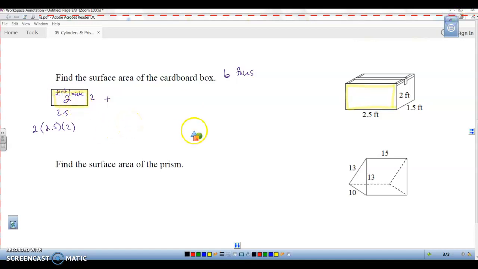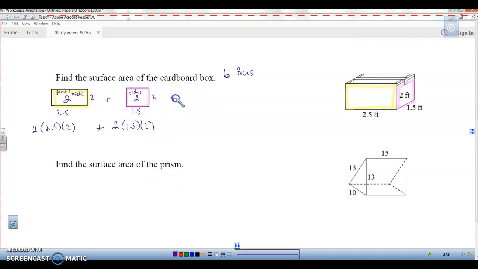Okay, then we have the 2 side ones, this one over here. Let me do a different color of my highlighter so you can tell which one I'm talking about. We're talking about this one right here. We have 2 of those pink ones, like that. There's 2 of these, this is the sides. The side here is 2, and this is going to be 1.5, and there's 2 of them. So there's 2 1.5 by 2 rectangles for the ends.